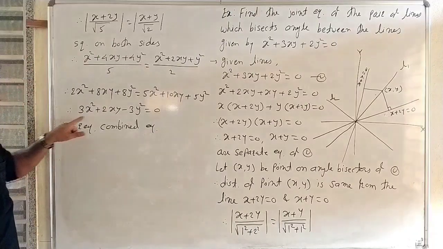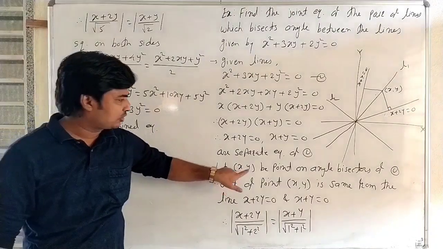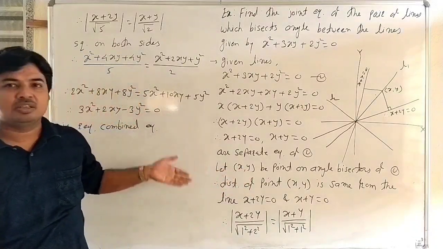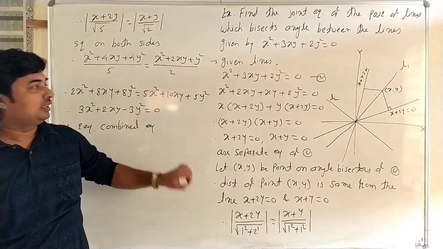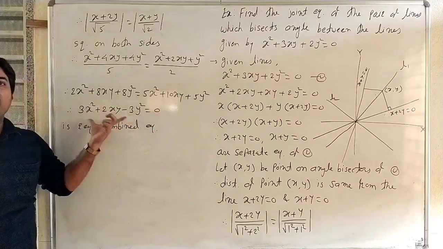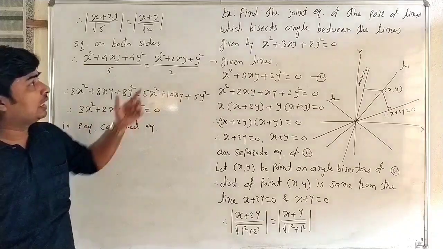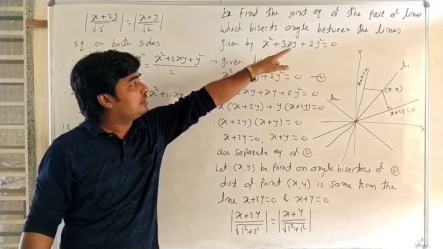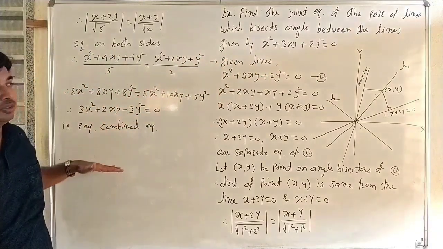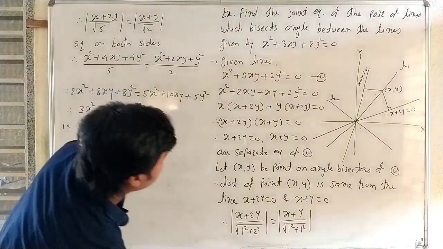Is required combined equation which satisfy the point x comma y, and the point x comma y is on the angle bisector. And that is a combined equation of angle bisector of the lines x square plus 3xy plus 2y square equal to 0. Okay, now we see next example.